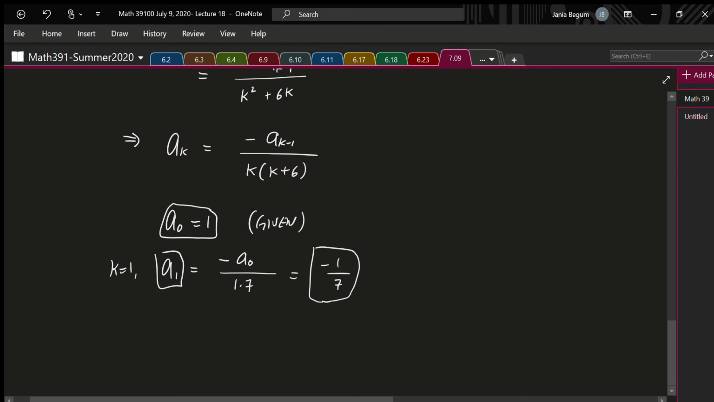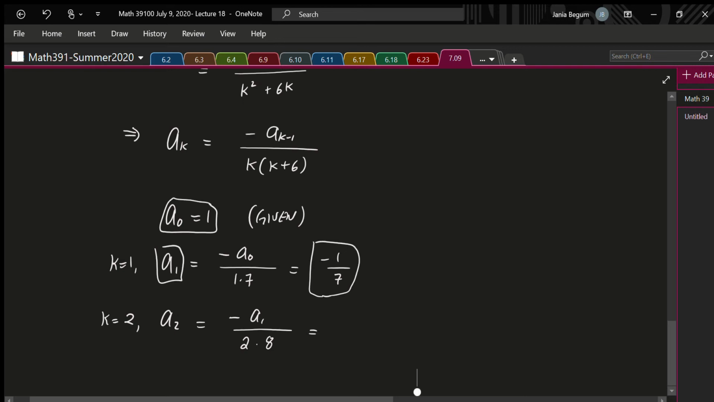Let's go for one more, like k be 2. So we get a sub 2. So a sub 2 would be negative a sub 1 over k is 2, so that's 2 times 6 plus 2, that's 8. And this would give us negative a sub 1, which is negative 1/7. If I plug that in, I have positive 1 over 2 times 8 times 7. You can multiply it out and see what that is. I'm just going to leave it like that, okay?